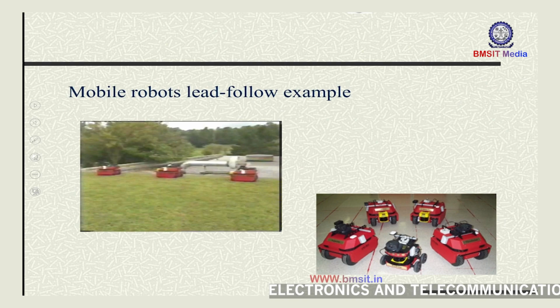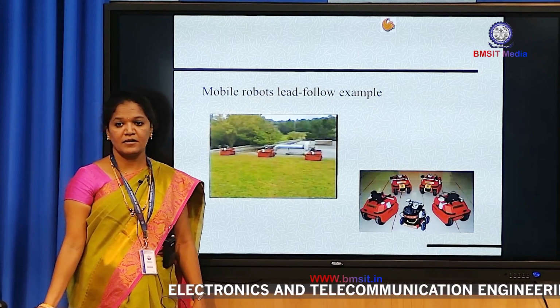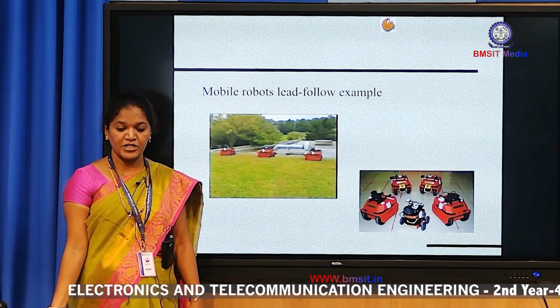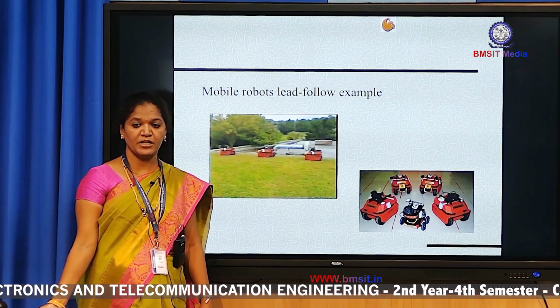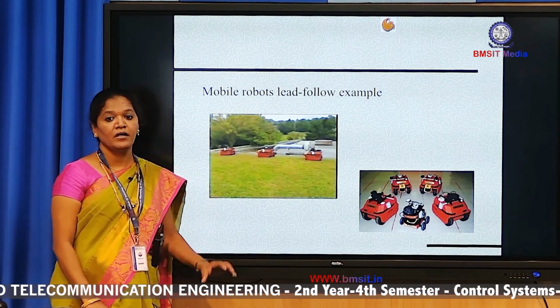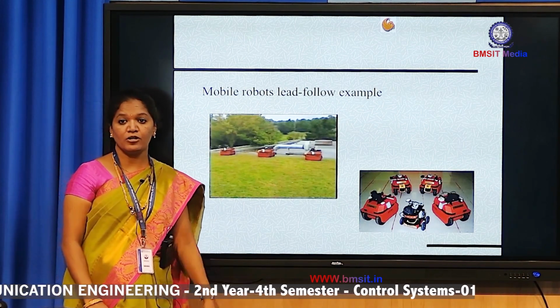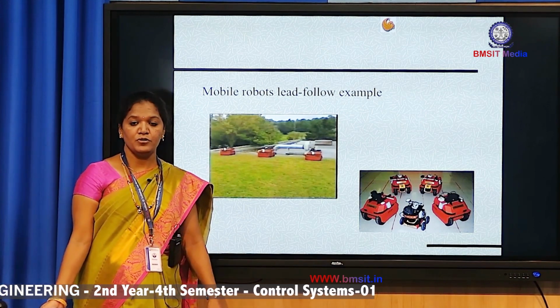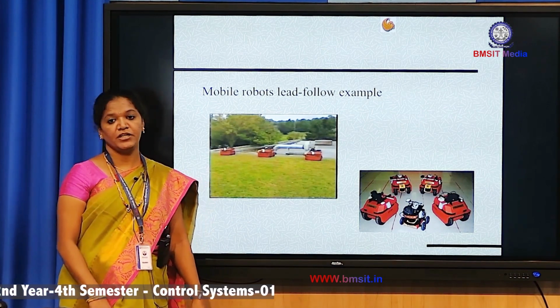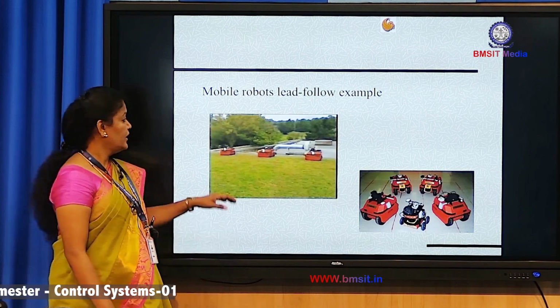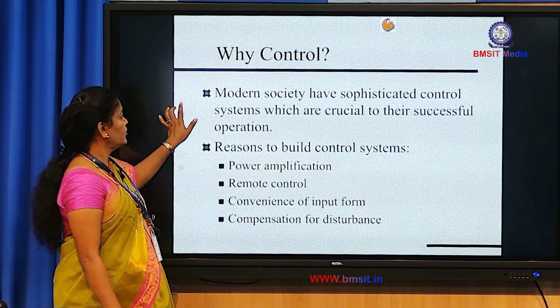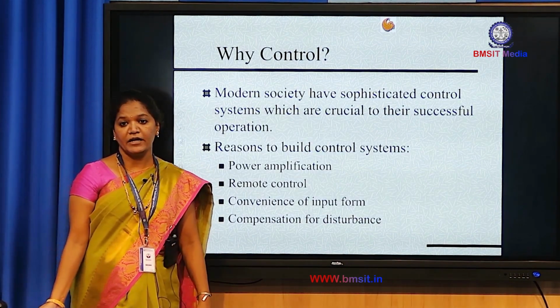So, the mobile robot line follower example is one application of control systems as well as an application of embedded systems. Mobile robots are used as one application in embedded systems, where they are controlled by a control system. Why control system?